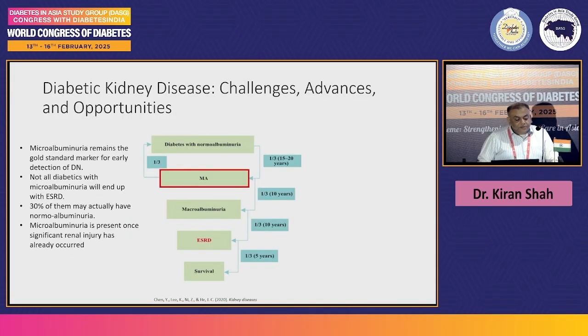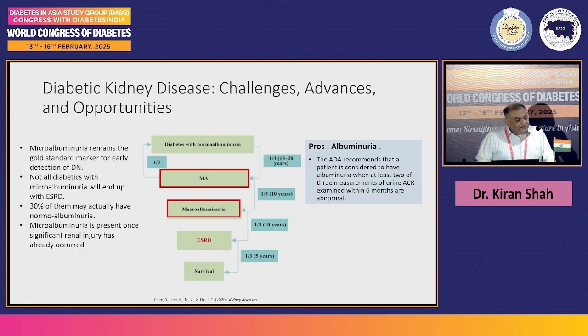So microalbuminuria remains the gold standard marker for detection of diabetic nephropathy. But having said that, not all diabetics will proceed to end-stage renal disease. 30% of them will actually have normal albuminuria. And microalbuminuria is also present only once significant renal injury has occurred. The ADA says that we need to evaluate the patient at least 2 out of 3 times within a period of 6 months. If it is positive, then the patient is considered to have microalbuminuria.